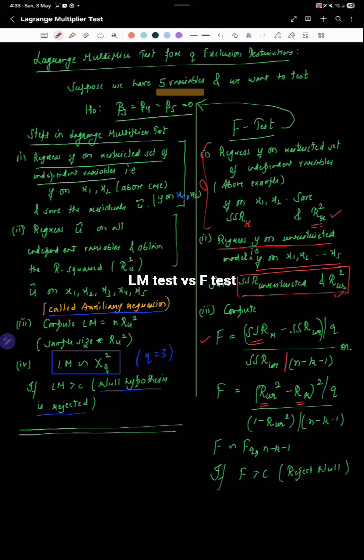Okay, once you calculate the F statistic, it is distributed with small q numerator degrees of freedom and n minus k minus 1 denominator degrees of freedom. And then you compare this calculated test statistic with the critical value. If it is higher than the critical value, then we reject the null hypothesis, or otherwise, if it is lesser than the critical value, then we fail to reject the null hypothesis. Thank you.